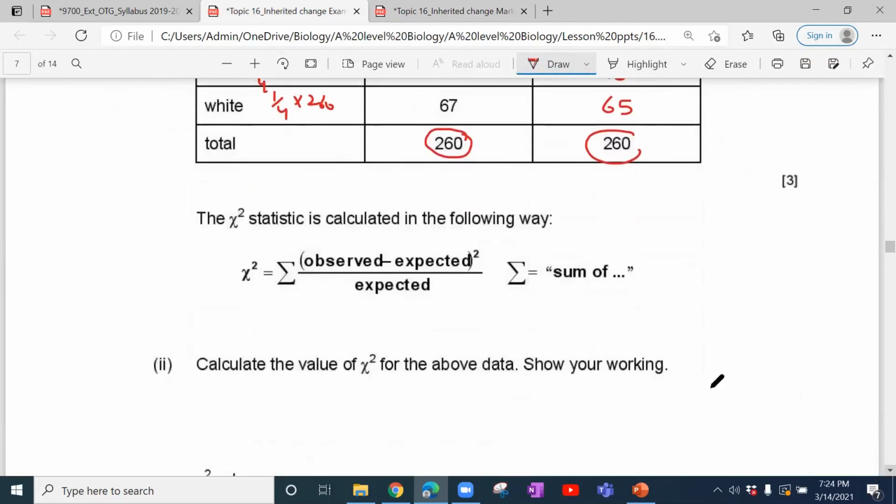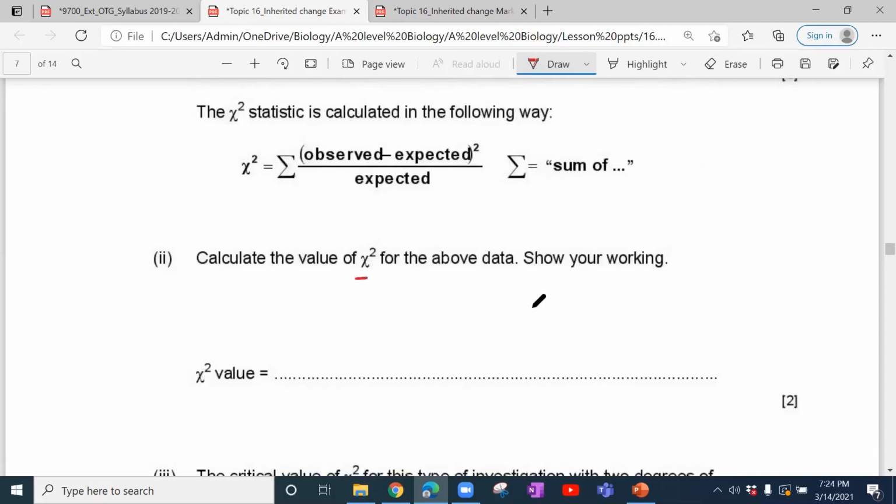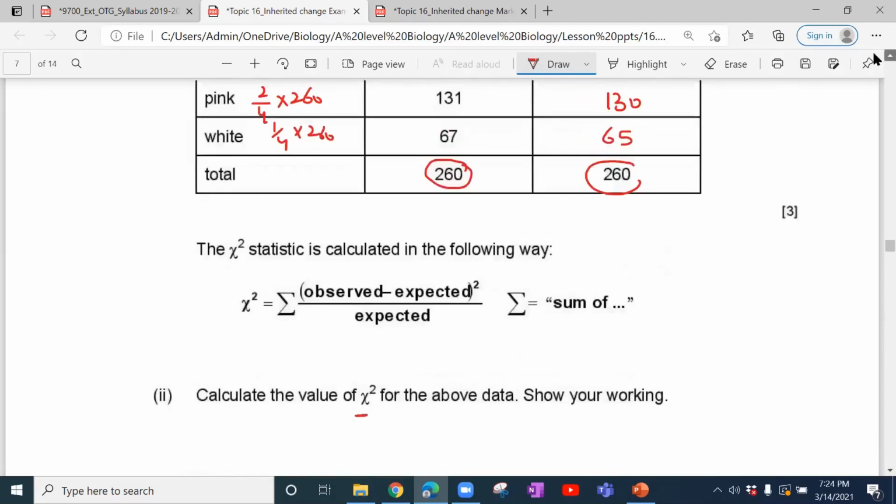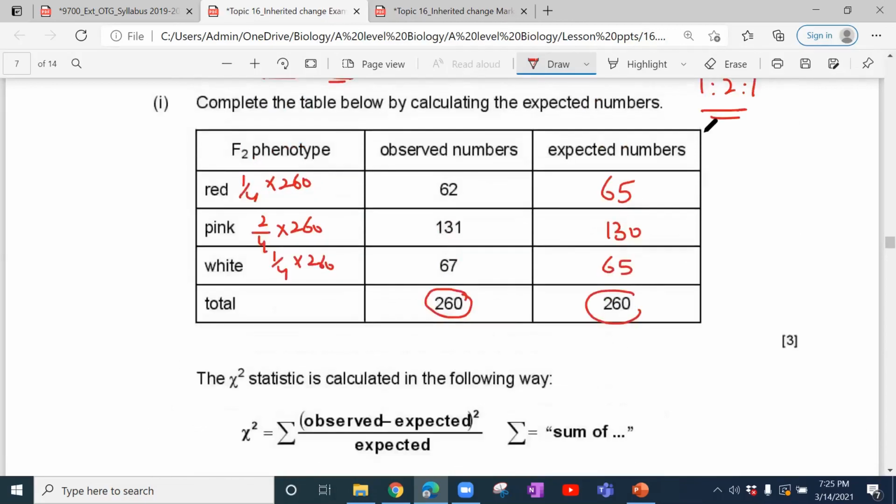Then see, the formula is already given to you. The chi-squared statistic is calculated by the following formula. And then they're saying calculate the value of chi-square from the above data, and then you have to show your working as well. So the first step, ठीक है, आप यहाँ पे भी बेशक extra column बना लें. So we know कि जो पहला काम करना है, that is O minus E.